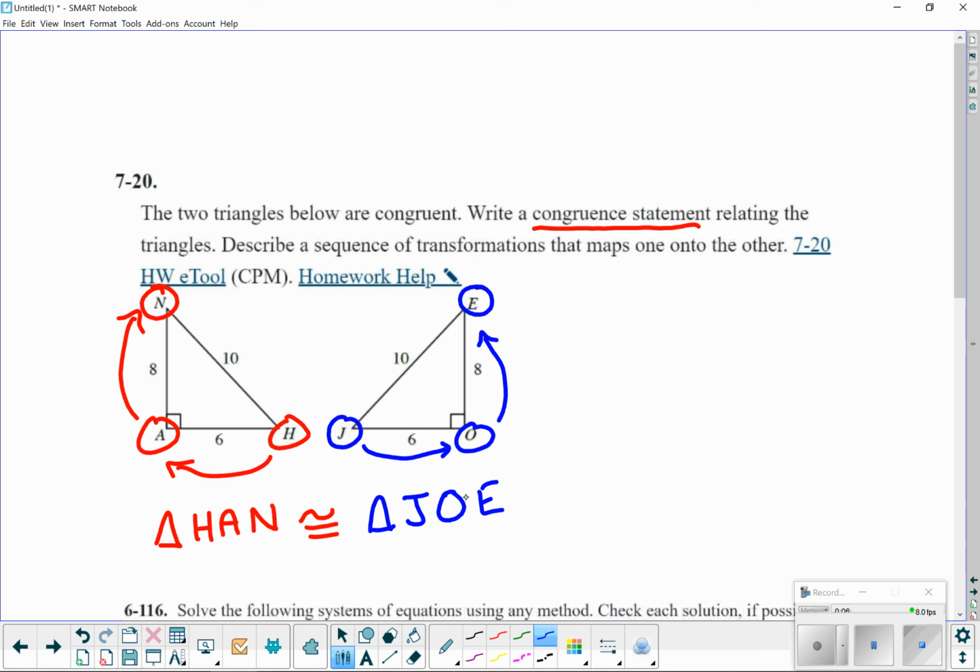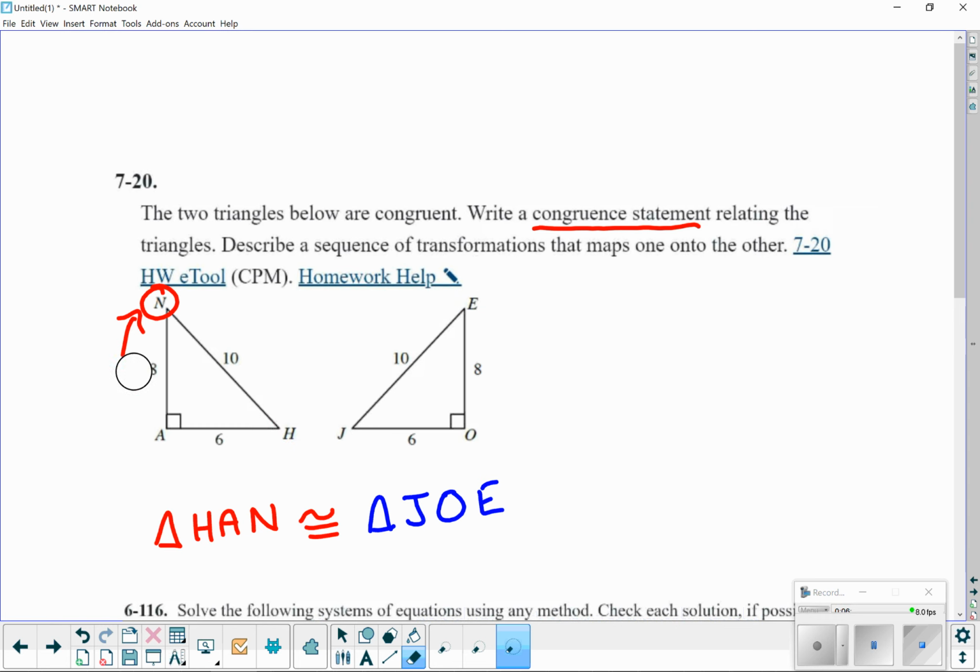Once we have that, we want to figure out what sequence of transformations it takes to get one triangle onto the other. First of all, let's start with triangle HAN. Actually, I'm going to draw that out first. I'll put it in red.